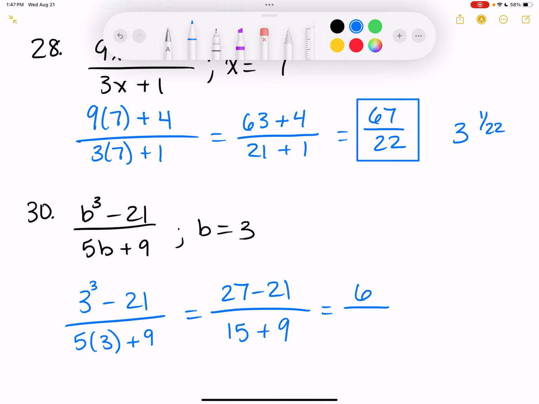The bottom's not 6. 6 over 24. Yeah, adding 24. And then can I reduce that? Yeah. What does it reduce to? 1/4.